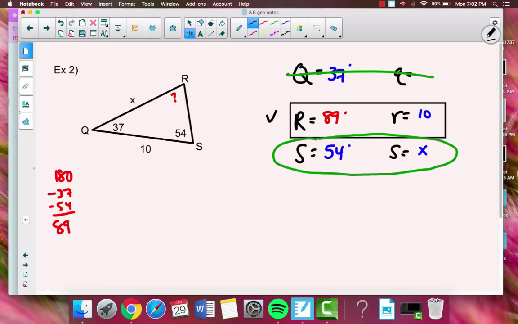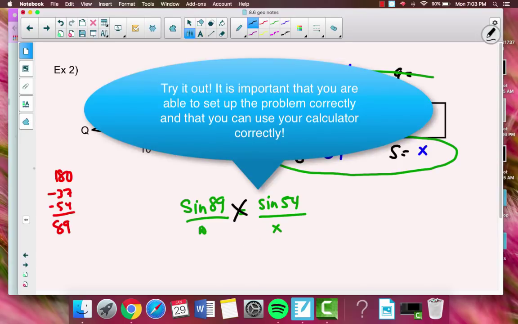And now I just go ahead and fill in my proportions. So I'm going to say sine of angle R, so 89, over its side, which is 10, equals the sine of angle S, 54, over x. And now we can go ahead and cross multiply just like we did in the last example. So I want you guys to go ahead and try to cross multiply this one and then tell me what you get for your answer for this missing side length.